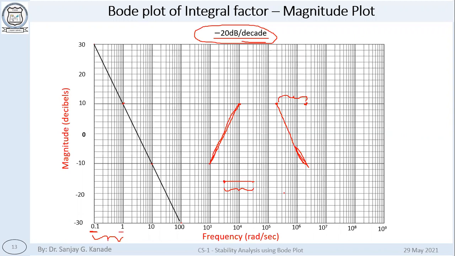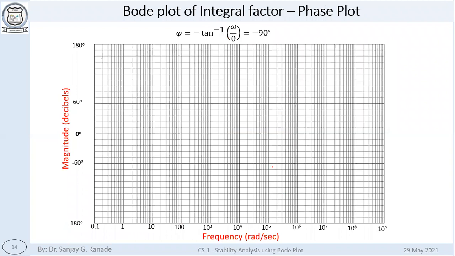logarithmic x-axis scale. The y-axis is comparatively easy. It is a linear axis as far as the graph is concerned. Values are not linear, by the way. You remember, values are in decibels, which itself is a logarithmic scale. Okay, so this is about the integral factor magnitude plot, and the phase plot is going to be what?